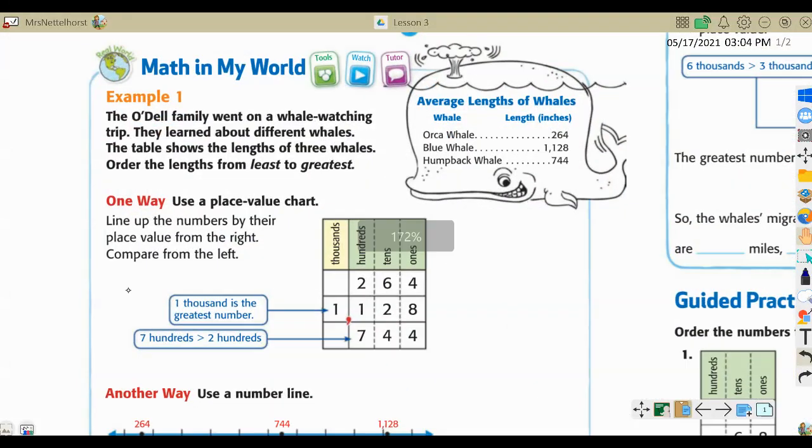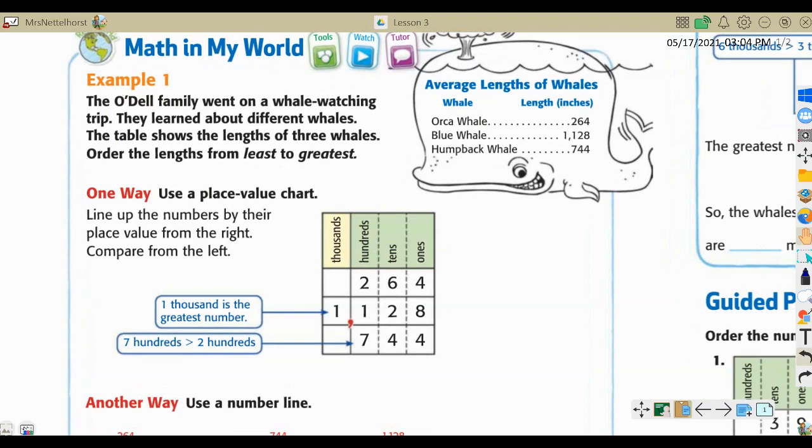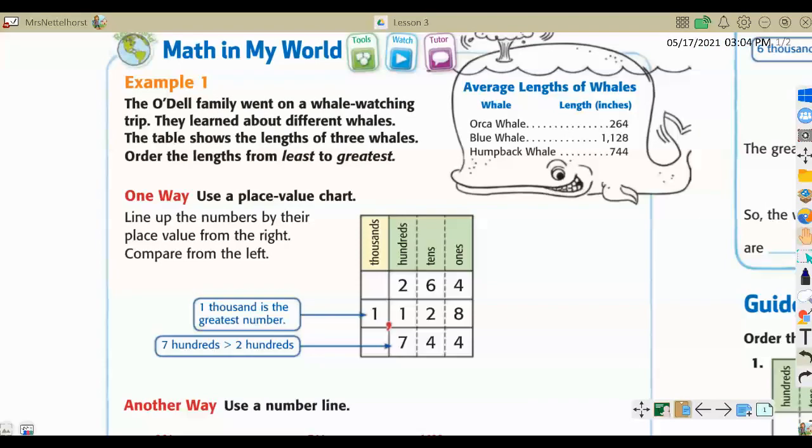Okay, so looking on this page, you can see we have a chart here with the average lengths of whales. He's a cute little whale. Looks like he's going, like the Three Stooges.